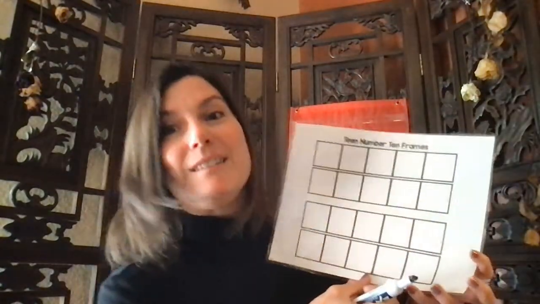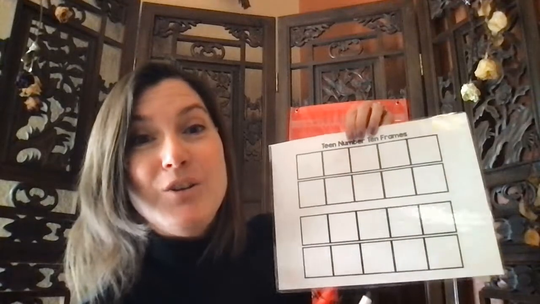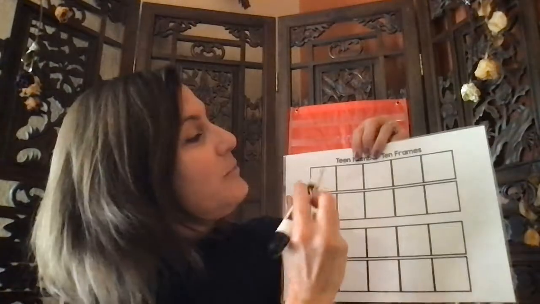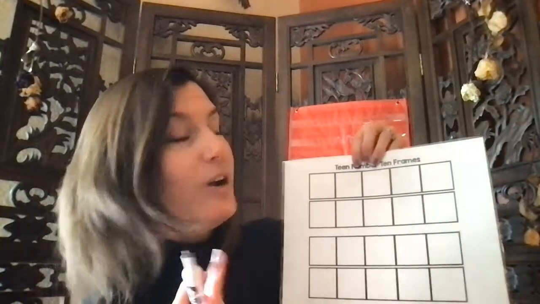So we can also build these numbers on 10 frames. And I know that we've done this, but I just wanted to go over it for a review, and I wanted to practice that with you. So I am going to use this double 10 frame to create numbers. And you can count along with me. I'm going to make 10, and I'm going to pause there.